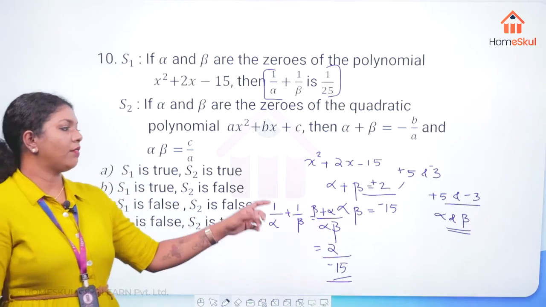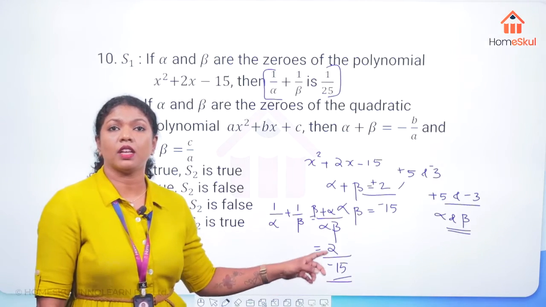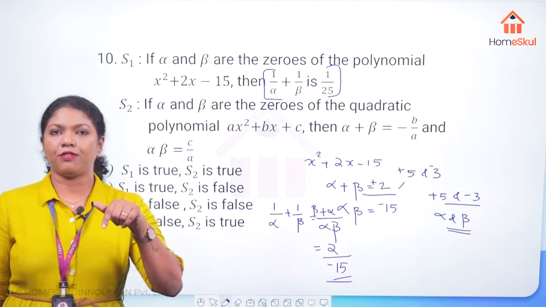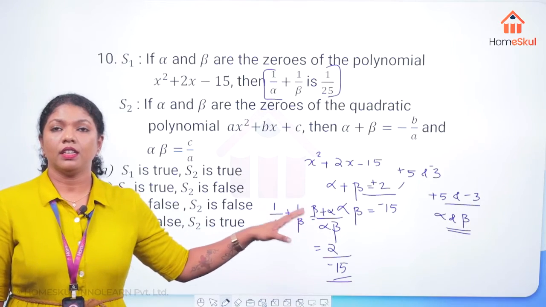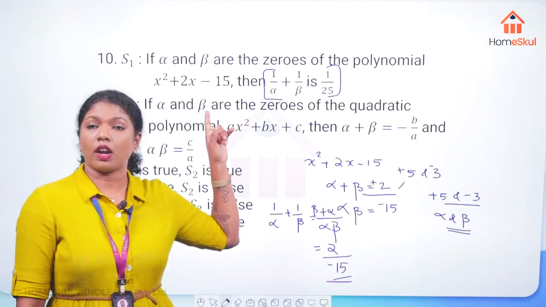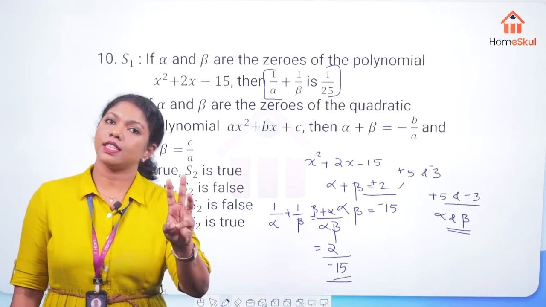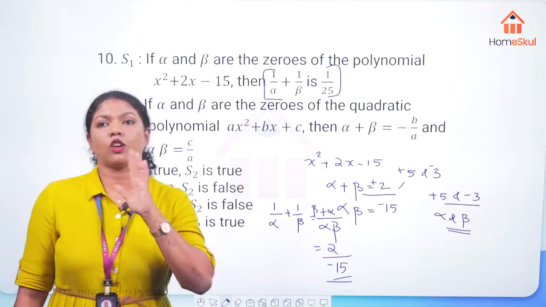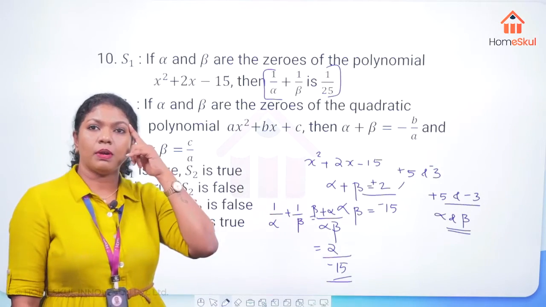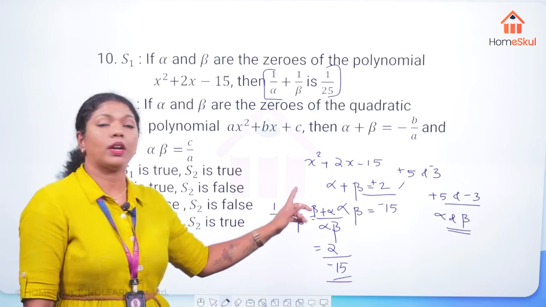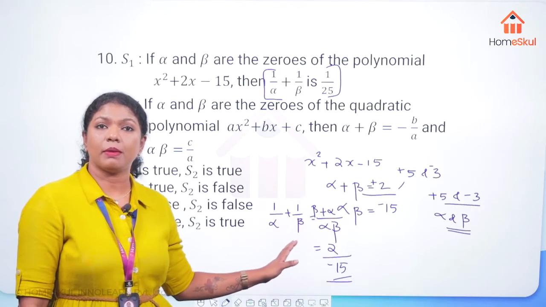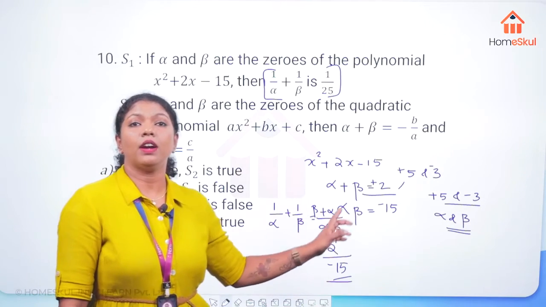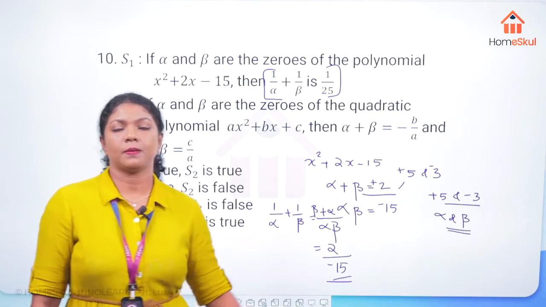No. So when you see 1 by alpha plus 1 by beta and all, please take the LCM. You will get it in terms of alpha plus beta and alpha into beta. That will be given, or we can write it from the given quadratic polynomial. Alpha plus beta is the sum of the roots and alpha into beta is the product of the roots, which we can write using the coefficients. So once you see 1 by alpha and 1 by beta, just take the LCM and add. 1 by alpha plus 1 by beta is none other than alpha plus beta by alpha beta.